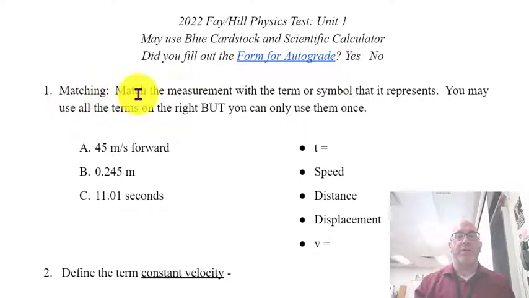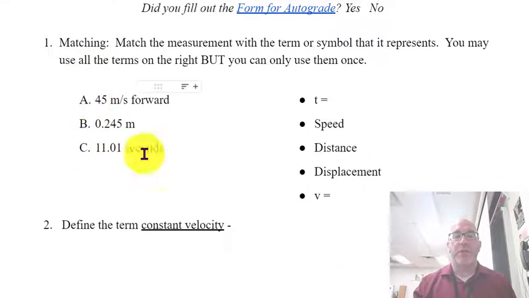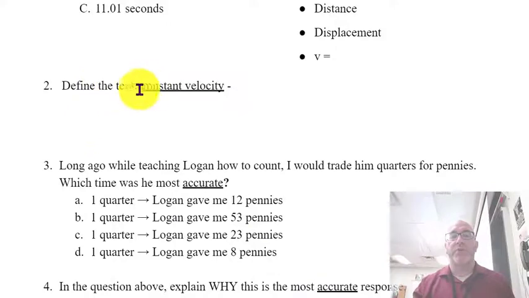Question 1, match. Match the measurement term or symbol that it represents. You may use all the terms on the right, but you will only use them once. And so basically just a line between one and the next for each one of the characteristics. You only have 3 on this side, and you have 5 on this side, so you're not going to use all of these.